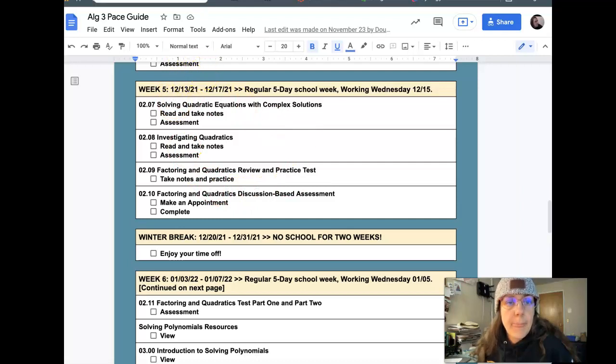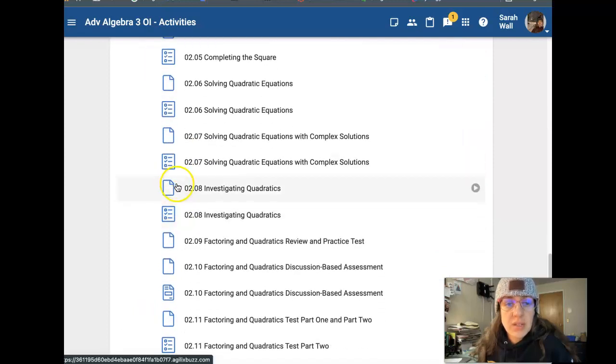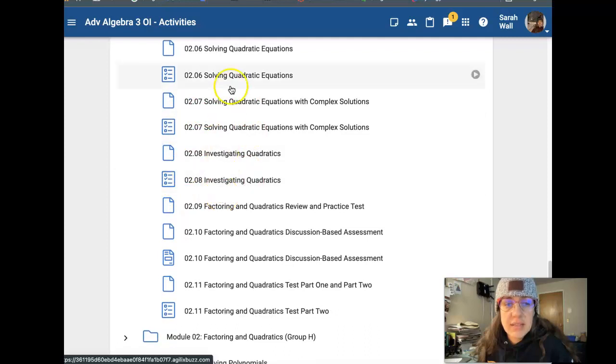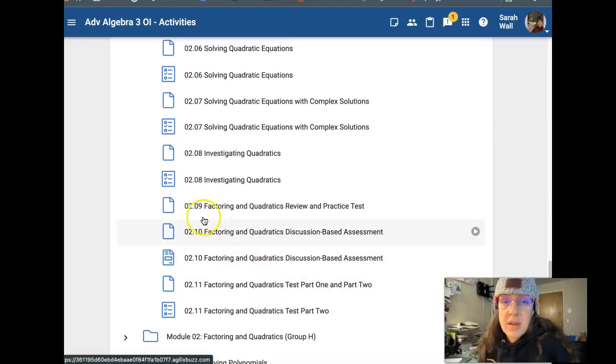And if we go into module 2, we're really just continuing on with investigating quadratics and doing some factoring, and then your discussion-based assessment was the discussion. So you should finish the week with a discussion-based assessment in order to finish the class. So through module 2 is about 50% of your course, which is where you should be at the end of week 5. If not, you're going to want to do some work over Christmas vacation.